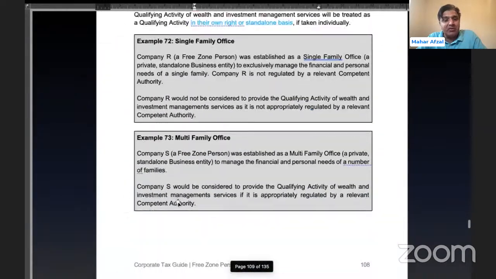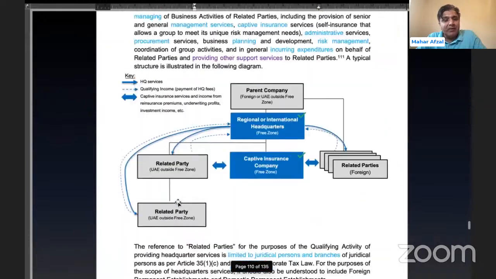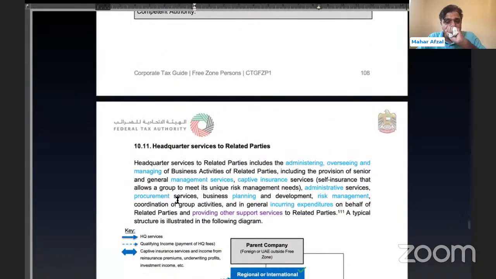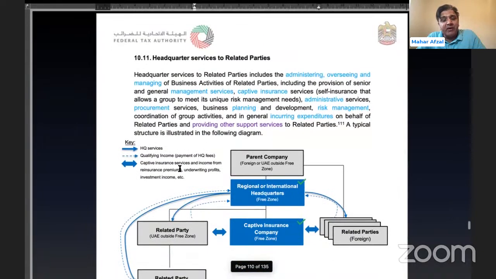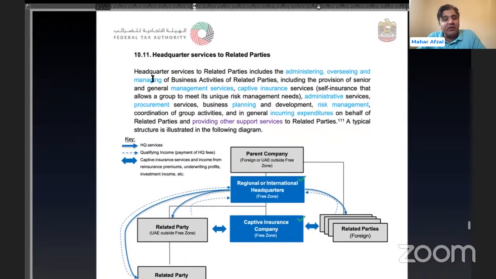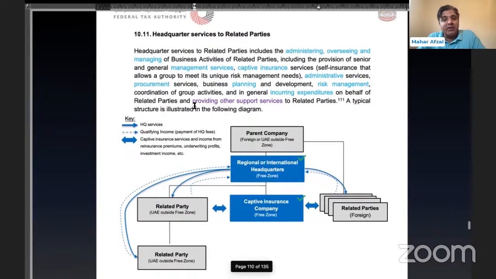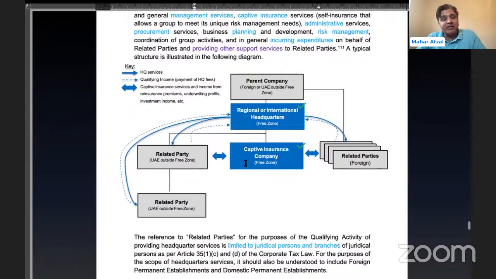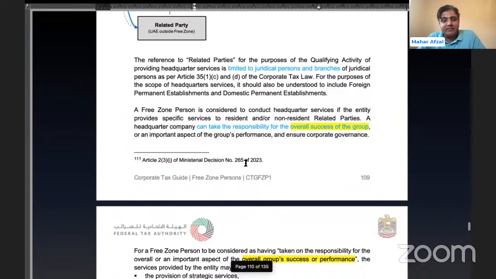Nothing unusual. They have given an example of headquarter services to a related party. If headquarter services are provided to the related party where the headquarter is responsible for the performance and success of the related party, then it will fall under the qualifying activity. Providing support like administering, overseeing, management, captive insurance, administrative planning, risk management, HR management, all these services will be considered qualifying activities.